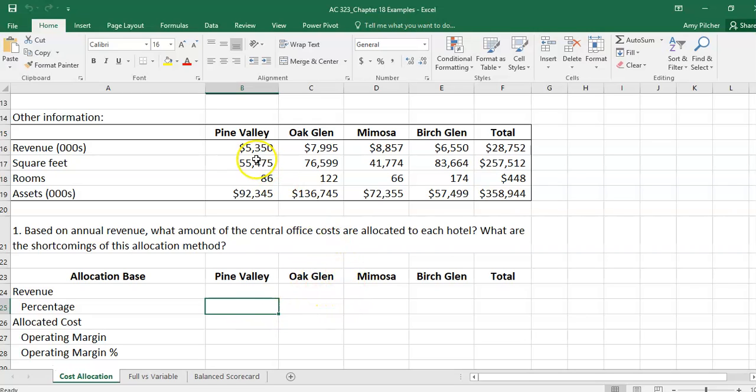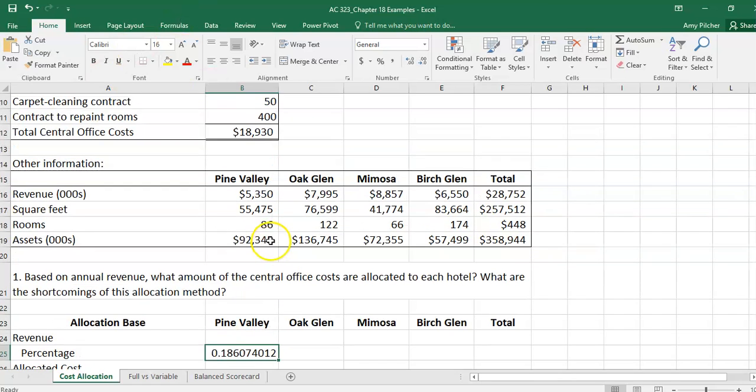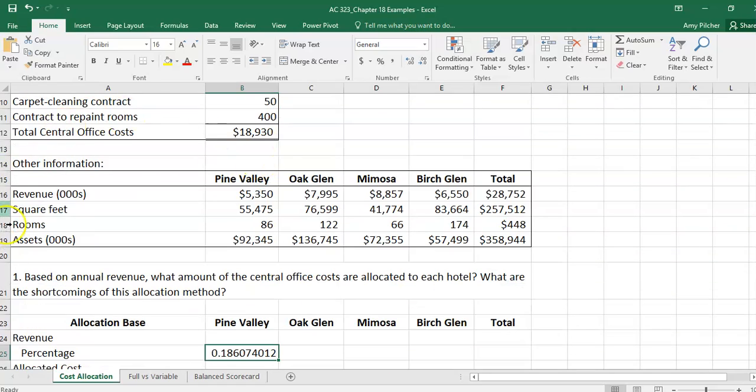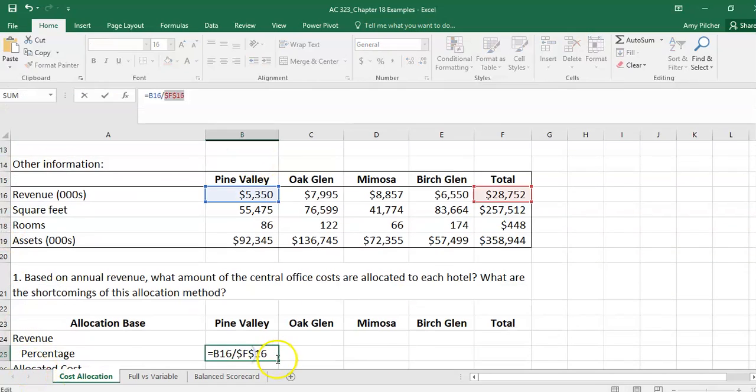So if it's based on revenue, then we take the amount of revenue for each hotel divided by the revenue for the organization as a whole. And if we lock that calculation cell, then we can carry the formula all the way over.